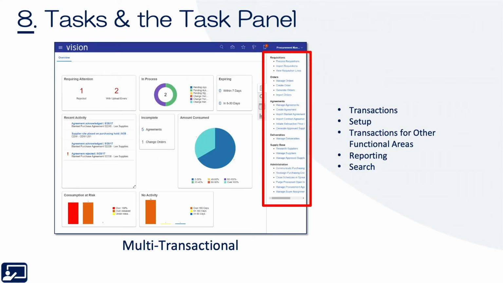Lastly, tasks and the task panel. So any of these different home pages, or at least most of them, will have a task panel. A task panel will show you how to create new, manage, and report on some of your transactions. It will allow you to do searches. It will show you recents and favorites. And then if there's any existing or delivered reporting, you'll see that as well.